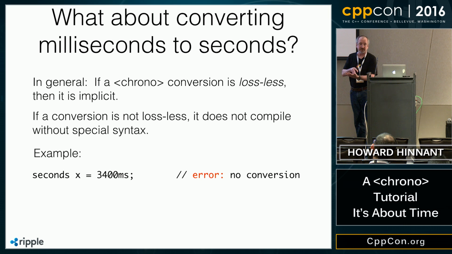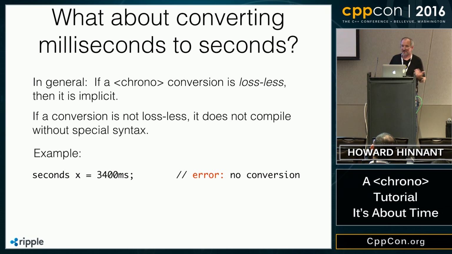However, when you go the other way, try to convert milliseconds to seconds, that's a lossy conversion. If you have, for example, 3,400 milliseconds, you can't exactly represent that in seconds. So that conversion, the chrono library doesn't allow you to do. At least it doesn't allow you to do it implicitly. It says, wait, are you sure you want to do this? Because you're going to lose information. Now, sometimes that's exactly what you need to do. You need a bigger hammer sometimes.